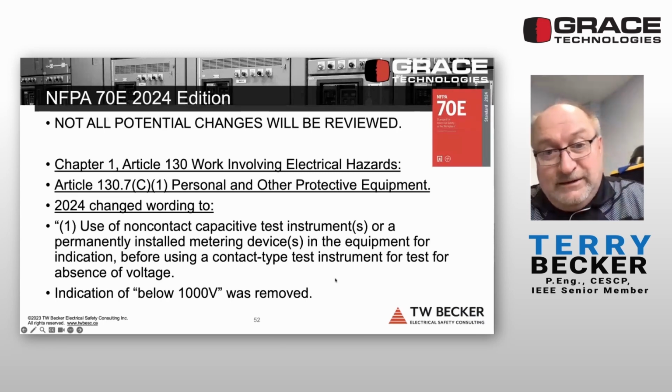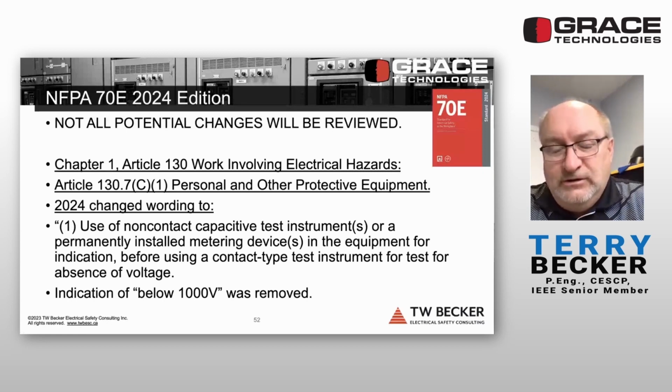So again, if you weren't aware of this, this was added, and it gave you some direction, right, with respect to risk. If you have, let's say, an incident energy value of 76 calories and you only have a 40 cal suit, right, well, then these are other risk reduction methods that you could use before you go in, and this relates again to testing for absence of voltage.